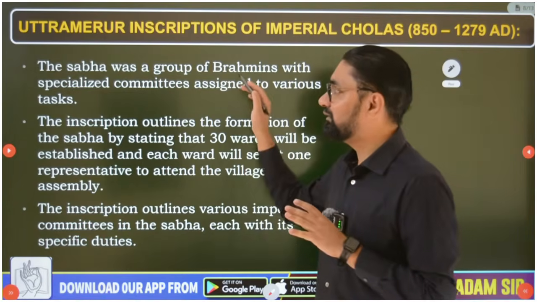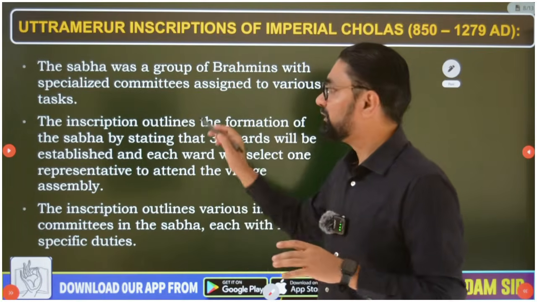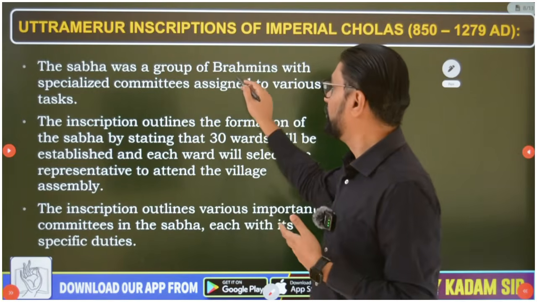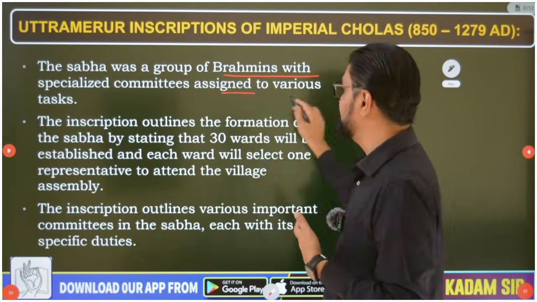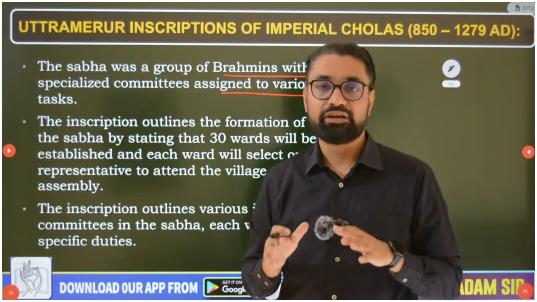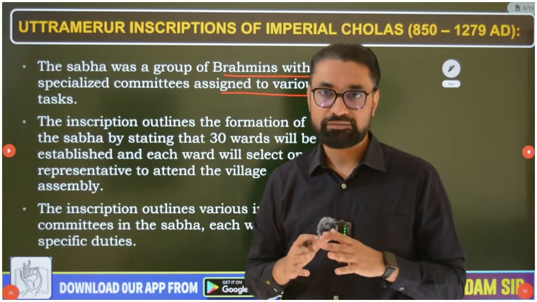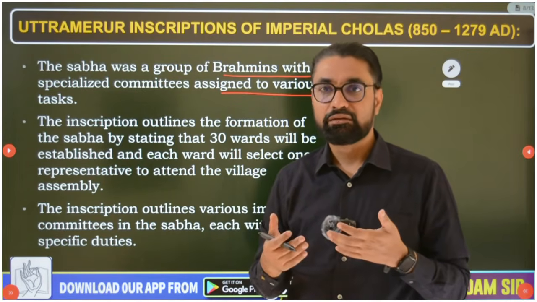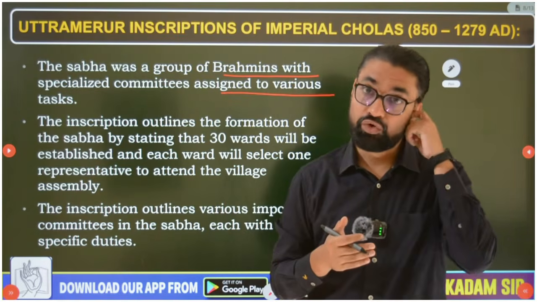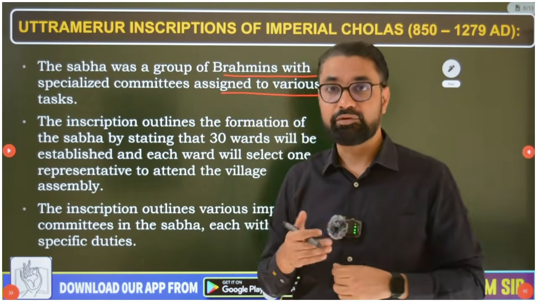Now guys, the village sabha, which today we call Gram Sabha, was a group of Brahmins with specialized committees assigned to various tasks. So the Sabha at village level in Imperial Chola times was only a group of Brahmins. Today, when we define Gram Sabha, every adult member who has his name in the village electoral roll is considered a member of the Gram Sabha.